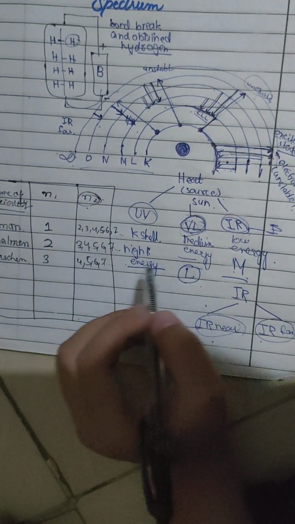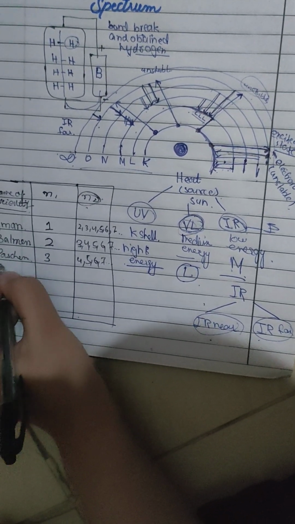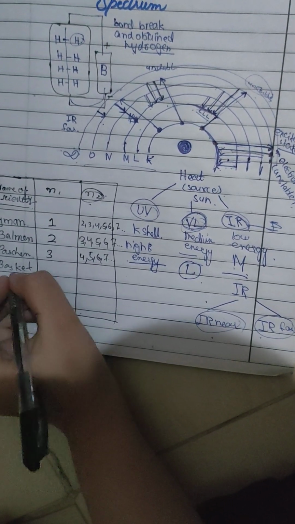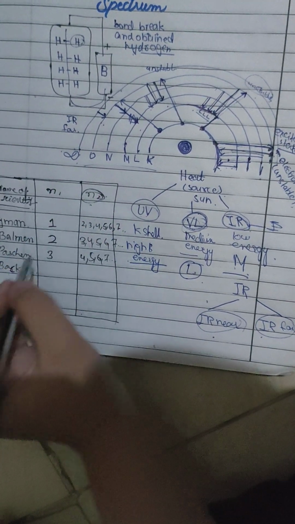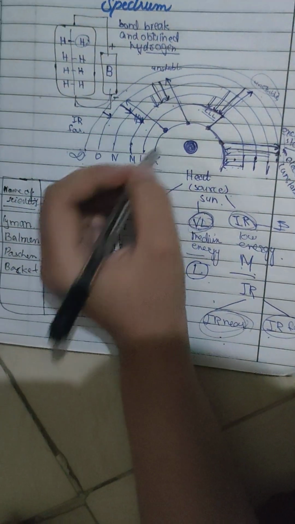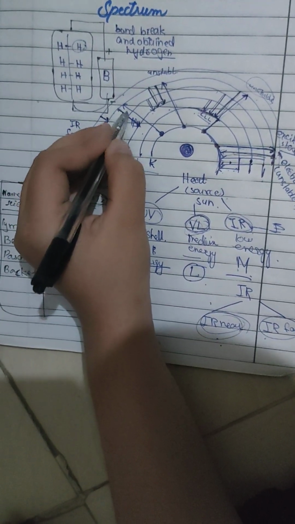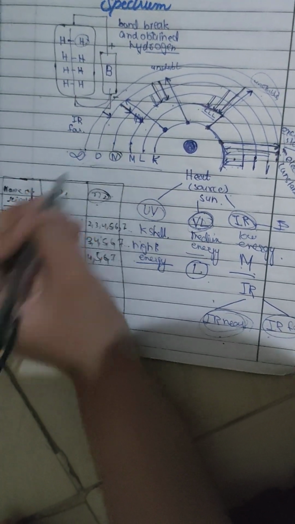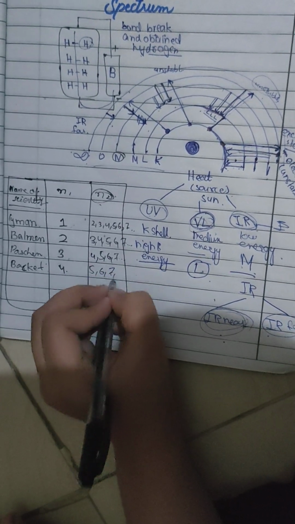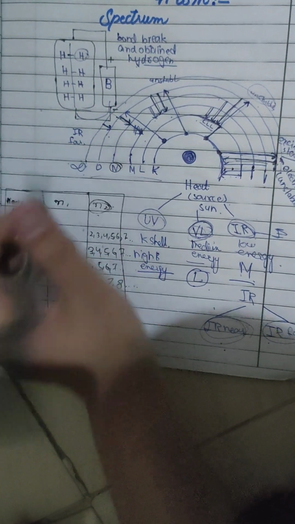Fine. After that, another was Brackett. Brackett gave about the IR near. Fine, IR near. He said that the electron, to become stable, will come at the N shell, 4th shell, and there 5, 6, 7, 8, and so on. This will come from the 8th one, from 8, 9, 10, and so on.